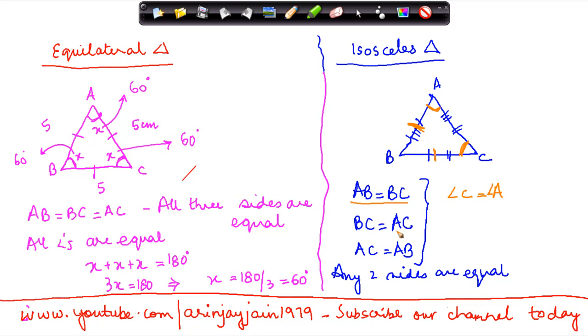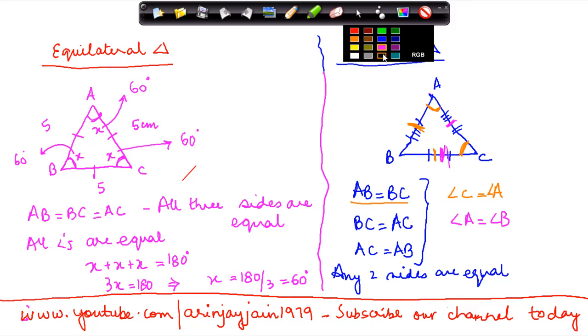Now what happens in BC and AC? Suppose this, let me take a different color. If suppose this side is equal to this side, then what will happen? The angle opposite to this is A and the angle opposite to this is B. So angle A is equal to angle B.